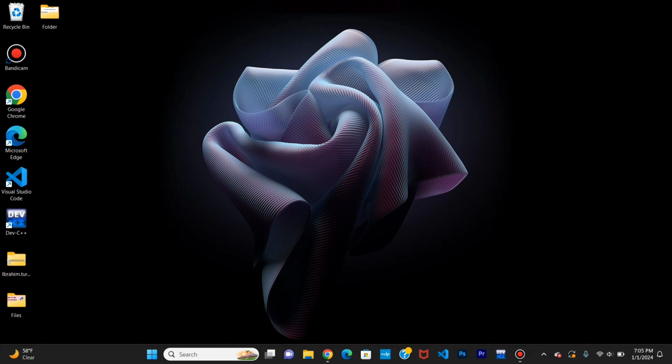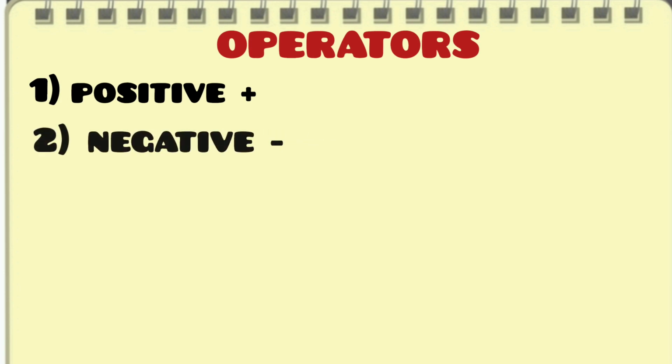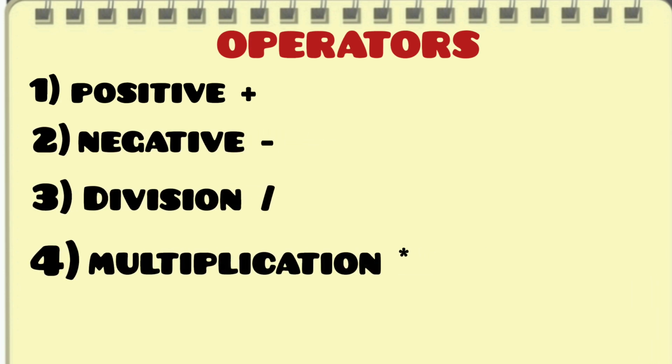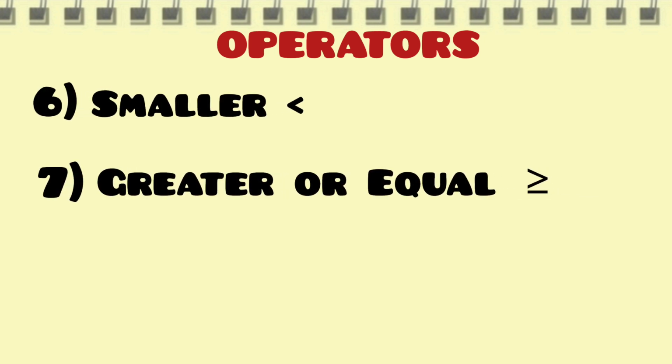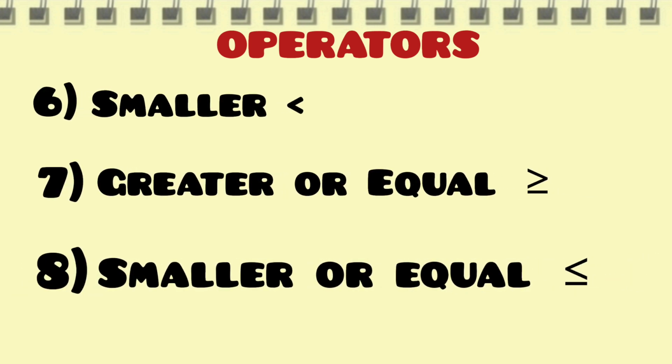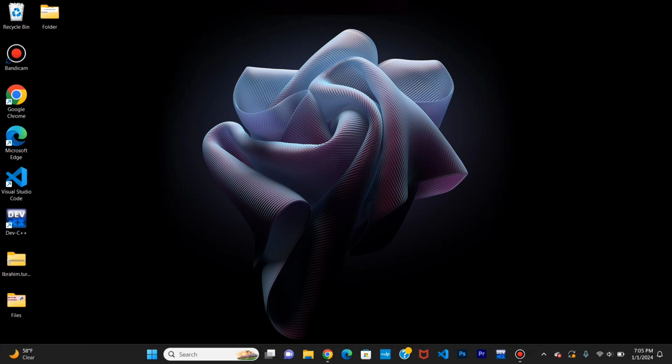Today we will make a program in Python regarding operators. Operators are, for example, the positive sign, negative sign, division sign, subtraction sign, greater sign, smaller sign, greater or equal to sign, smaller or equal to sign, etc. So, stay tuned and let's check it out.